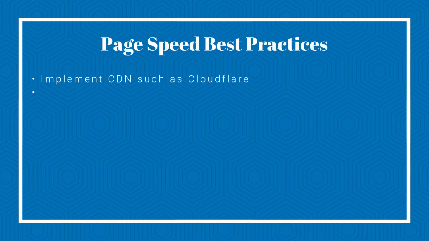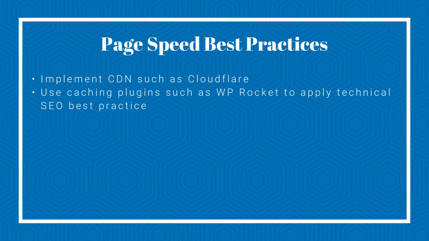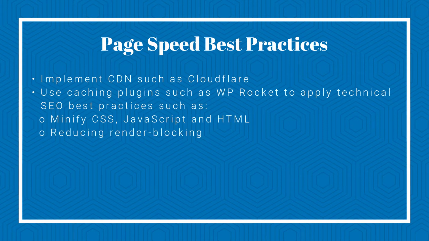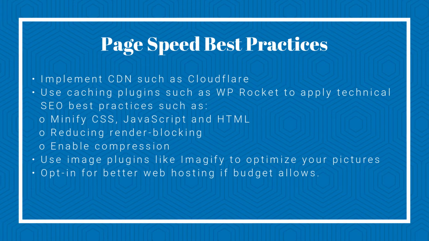Implement a CDN such as Cloudflare. Use caching plugins such as WP Rocket to apply technical SEO best practices such as minifying CSS, JavaScript and HTML. Reduce render blocking and enable compression. Use image plugins like Imagify to optimize your pictures. And opt in for better web hosting if budget allows.